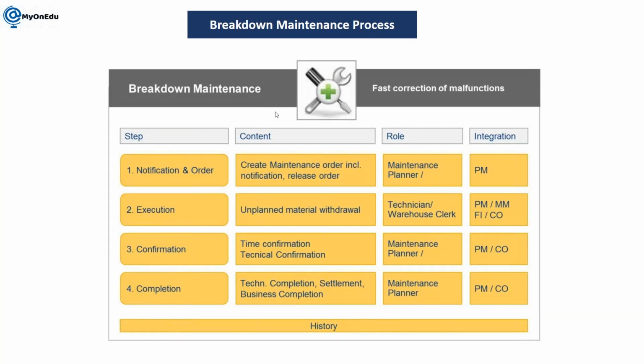So what are the steps we are having here in any breakdown maintenance? I'm just taking one example of breakdown maintenance. Okay, so these are the steps which we are following here, and then what exactly the actions and activities we are performing here, and then what is the role, who is responsible to execute that activity.